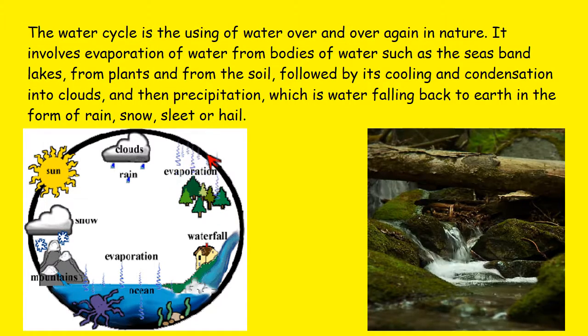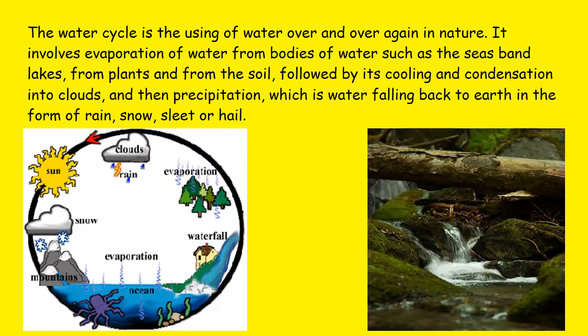Okay, so I will read it now. The water cycle is the using of... Stop the singing, please. I will read it now. The water cycle is the using of water over and over again in nature. It involves evaporation of water from bodies of water such as the seas and lakes, from plants, and from the soil, followed by its cooling and condensation into clouds, and then precipitation, which is water falling back to earth in the form of rain, snow, sleet, or hail.